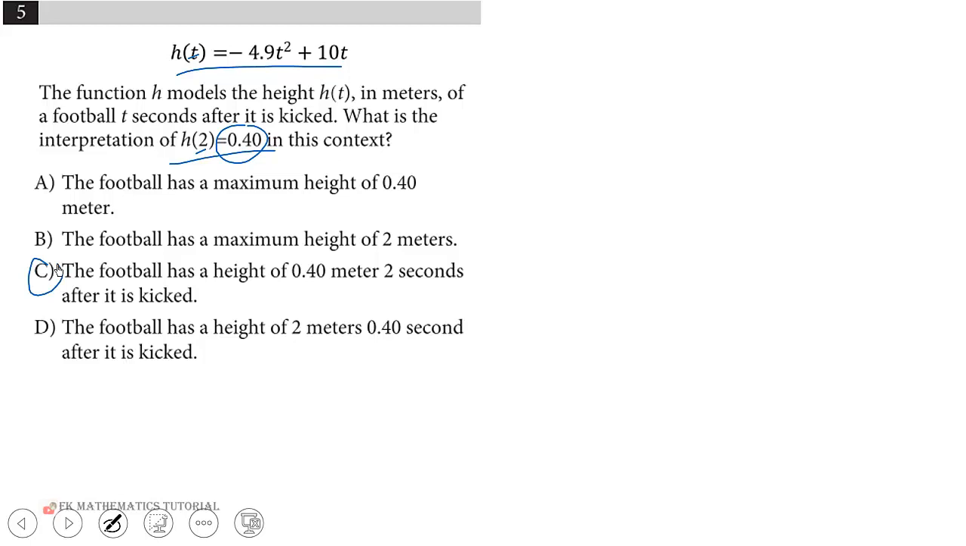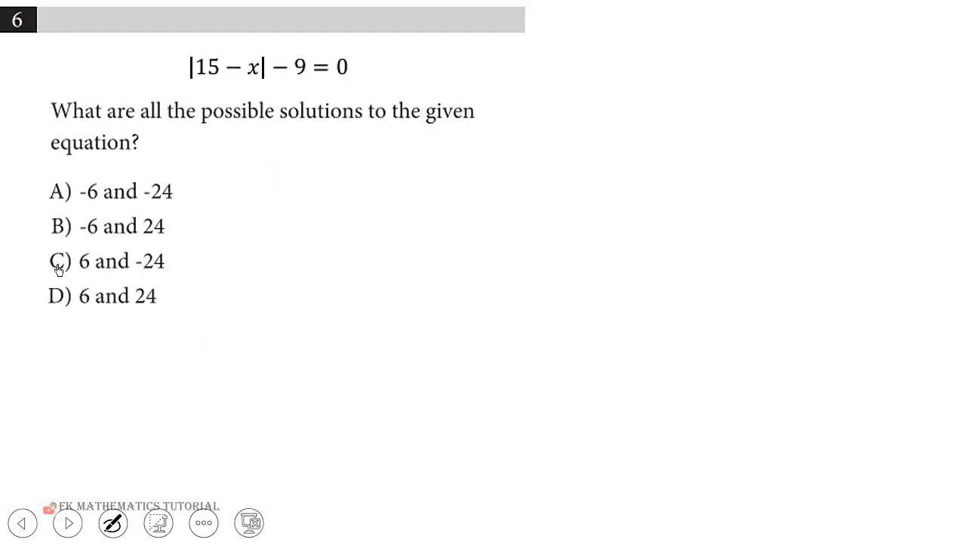So that's the correct answer. So we move on to the next question. Question 6: the absolute value of 15 minus x, minus 9, is equal to 0. What are all the possible solutions to the given equation?